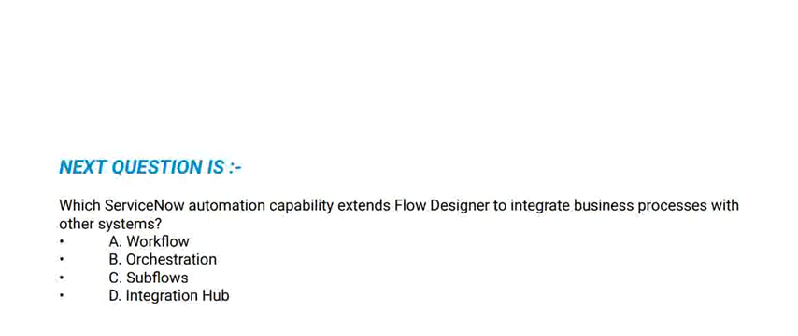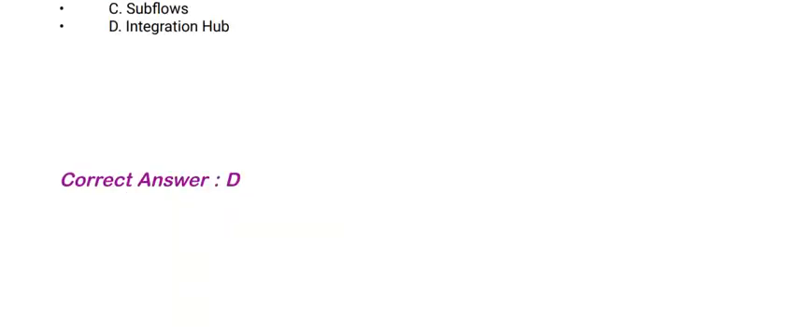Next question is, with ServiceNow, automation capability extends Flow Designer to integrate business processes with other systems. Options are option A, workflow, option B, orchestration, option C, subflows, and option D, integration hub. The correct option is option D.